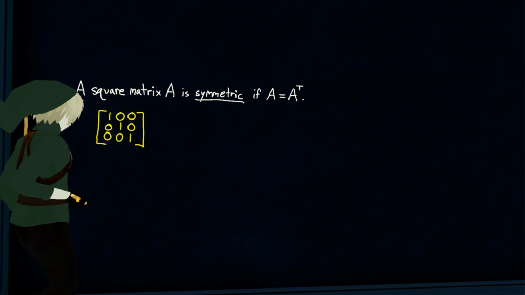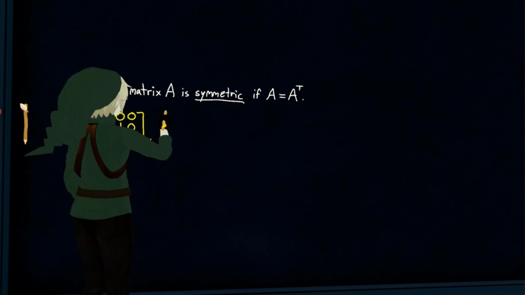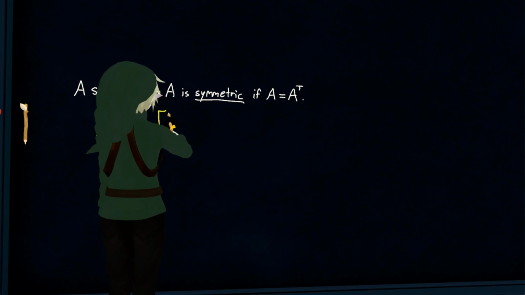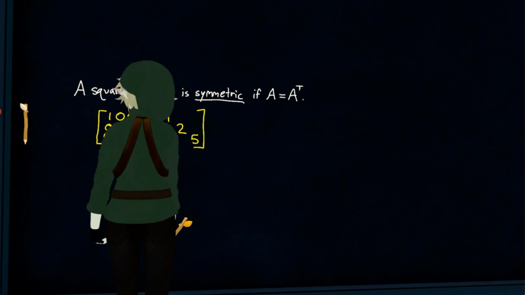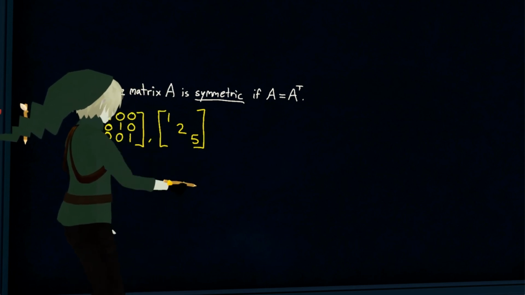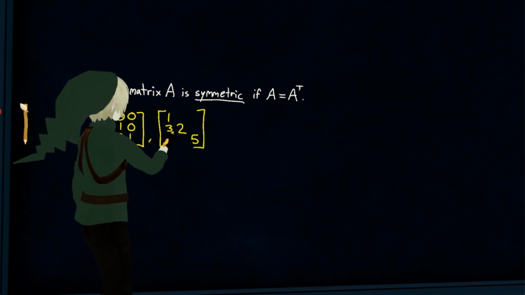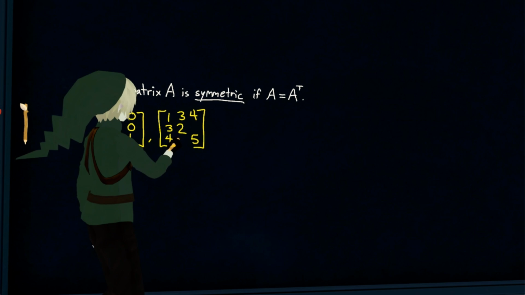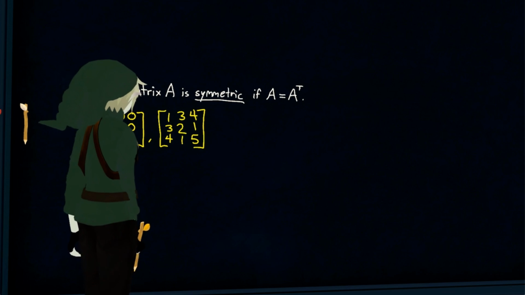Now, any other examples? Of course, there are many more examples, right? I can go ahead and write down a random matrix here: 1, 2, 5 here, okay? The diagonal could be literally any number, and then if I put a 3 here, I have to put a 3 here. If I put a 4 here, then I have to put a 4 here. You see how I'm reflecting by the diagonal? If I put a 1 here, I have to put a 1 here as well. Okay? That's what that is, right?